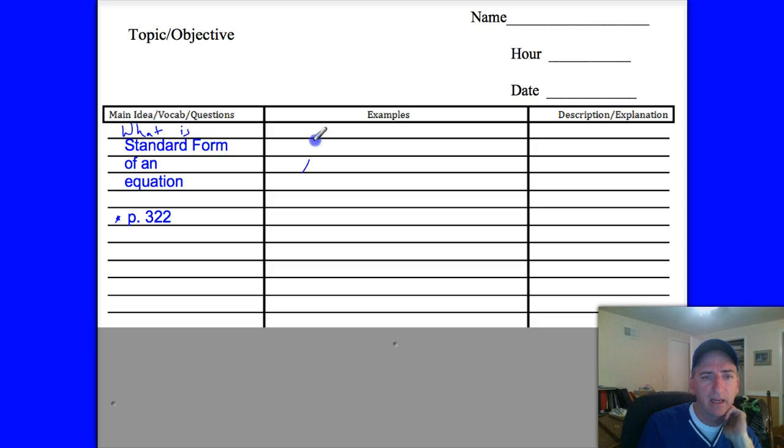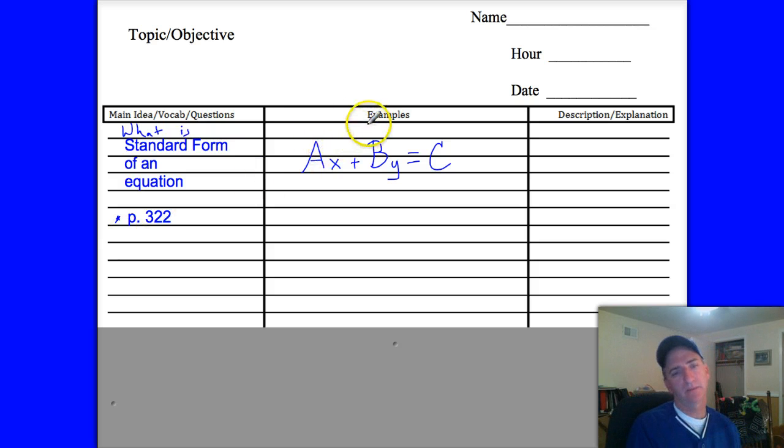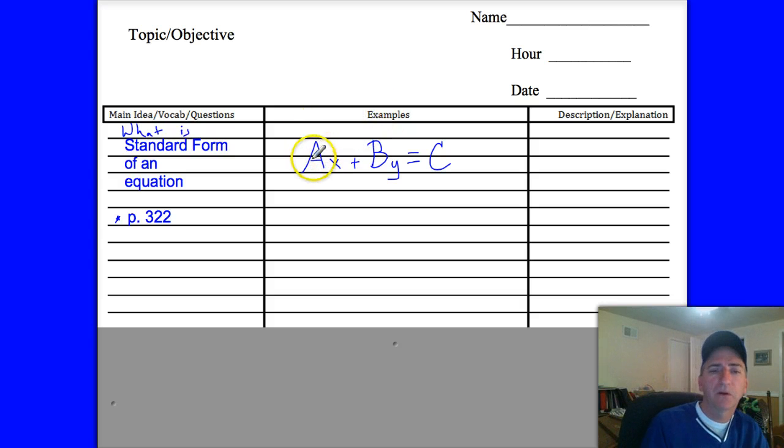Here it is: capital A times x plus capital B times y is equal to C. All right, just write it down like that. Ax plus By equals C. Use capital letters here because that's traditionally what we've done. And let's talk about what these numbers are.